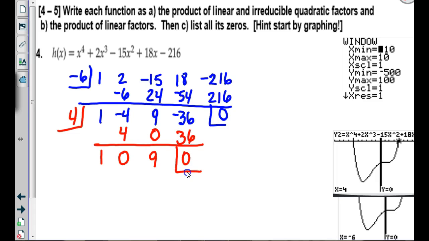Okay. So what are our factors? The answer to A, x squared plus 0x plus 9, right? So we got an x squared plus 9, and what are the other two?